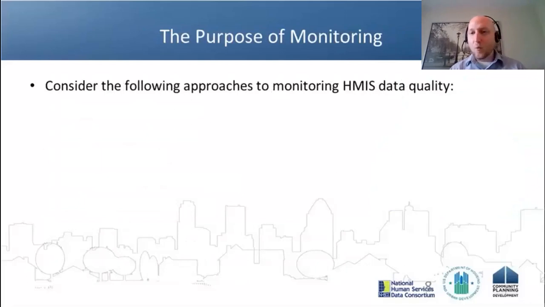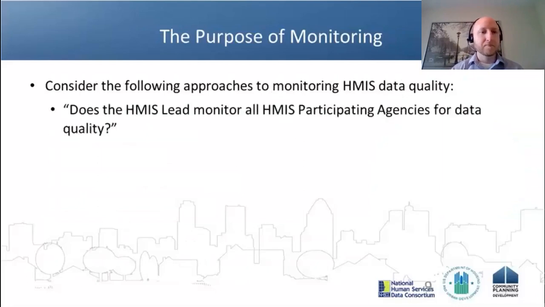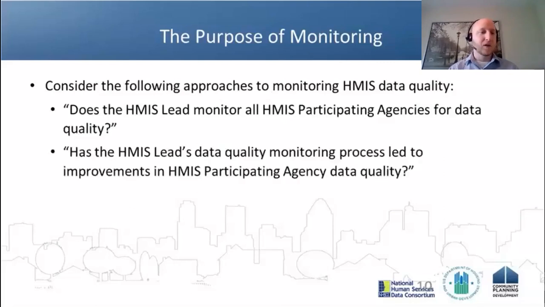So I want to think about what a monitoring process might actually look like in practice as we're going through the monitoring process. So let's think real quickly about two different approaches to monitoring. We could ask a question as we're starting to monitor our HMIS lead. Does the HMIS lead monitor all HMIS participating agencies for data quality? Feels like a yes or no question. A different kind of take on the same monitoring question could be, has the HMIS lead's data quality monitoring process led to improvements in HMIS participating agency data quality?